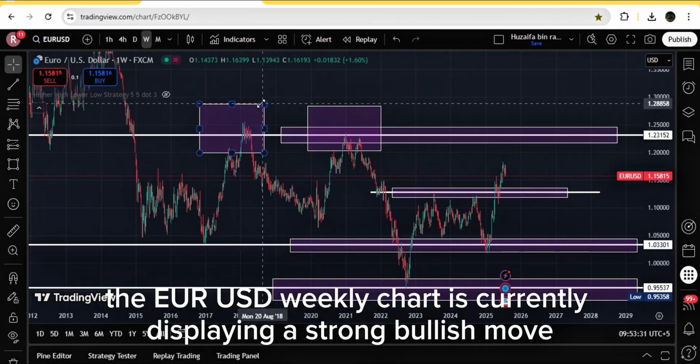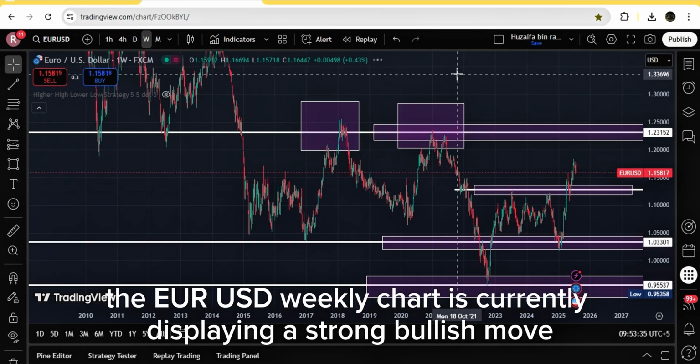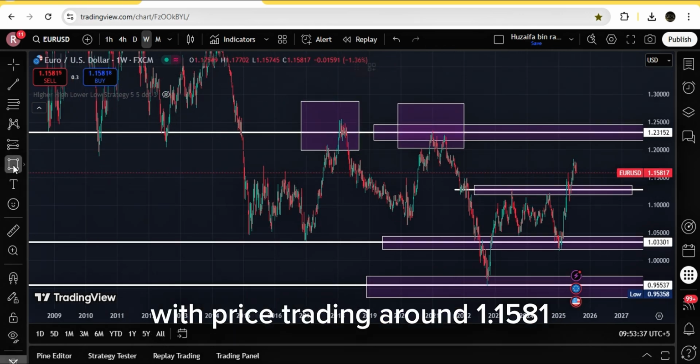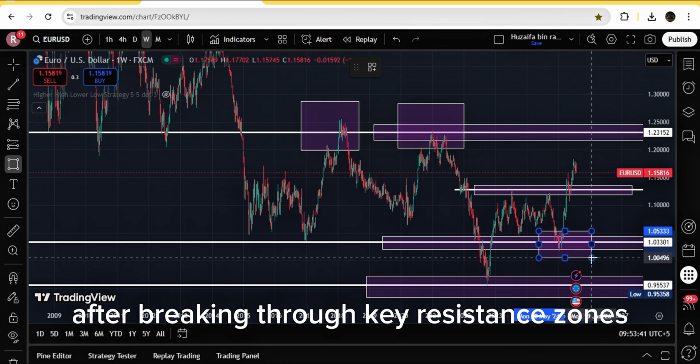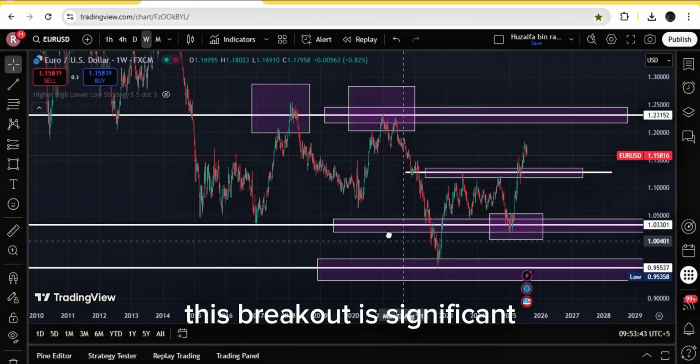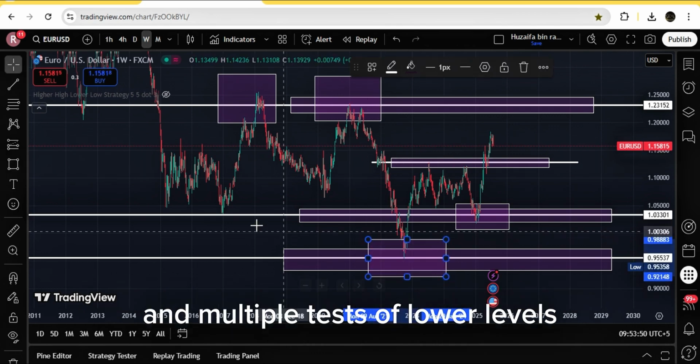The EUR/USD weekly chart is currently displaying a strong bullish move, with price trading around 1.1581 after breaking through key resistance zones. This breakout is significant as it comes after months of sideways consolidation and multiple tests of lower levels.